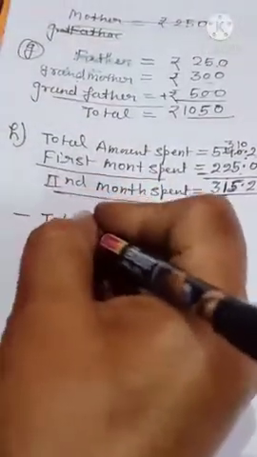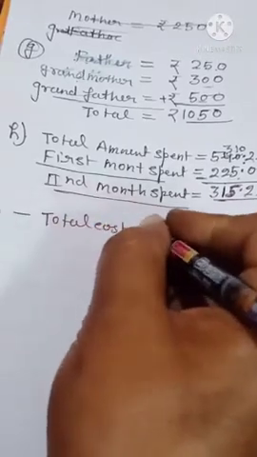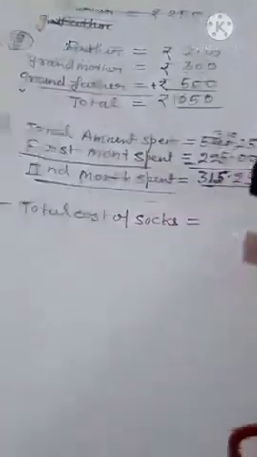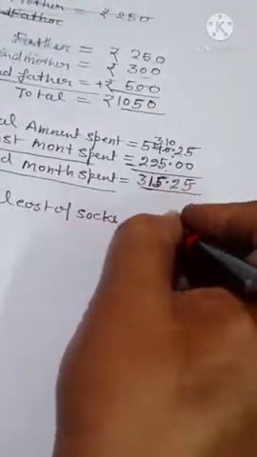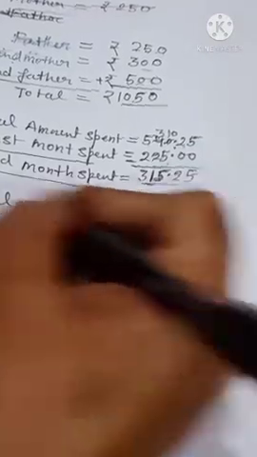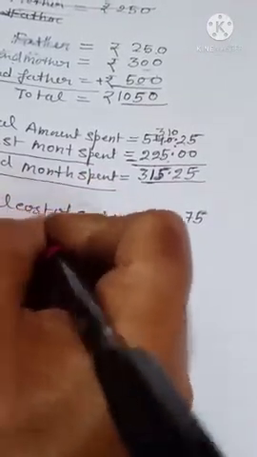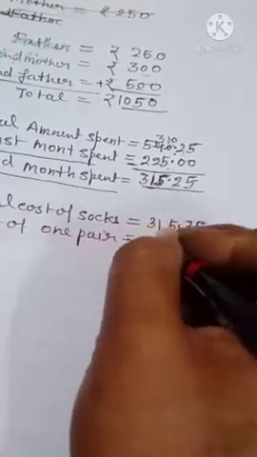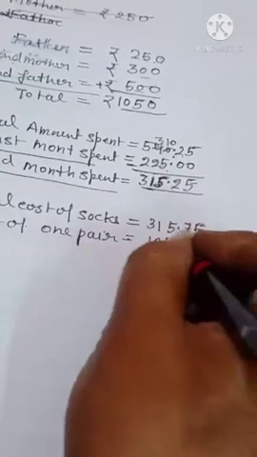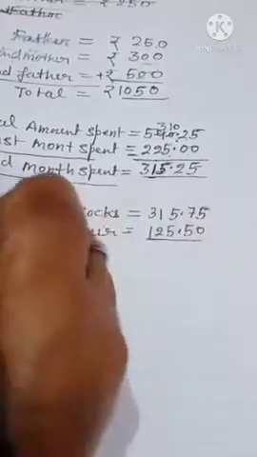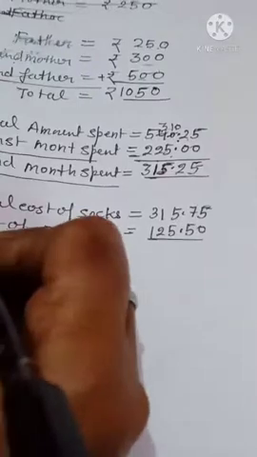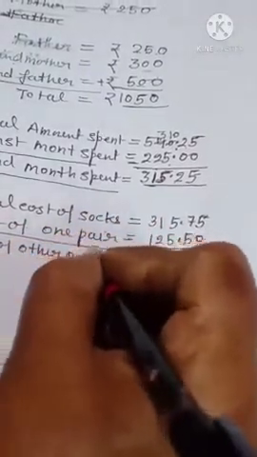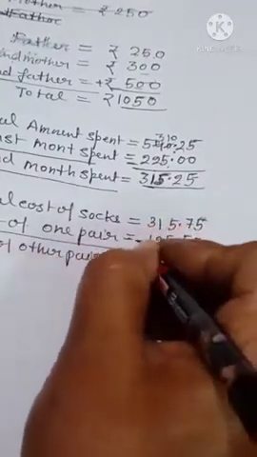Total cost of socks is equal to 315.75. Cost of one pair is equal to how much? 125.50. So write here under it the cost of the second or other pair. Cost of other pair is equal to, from this subtract this one.